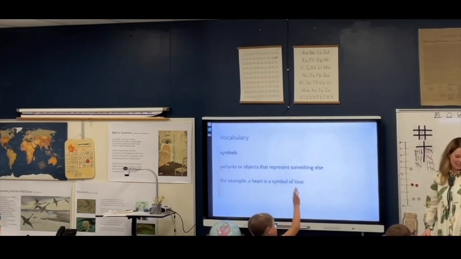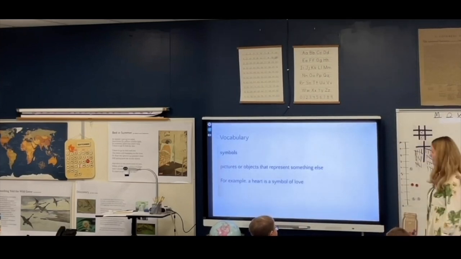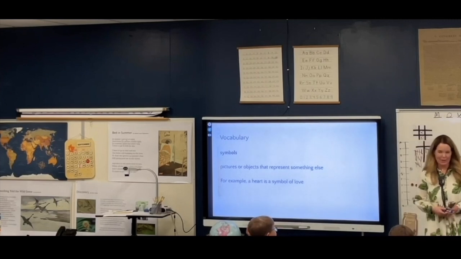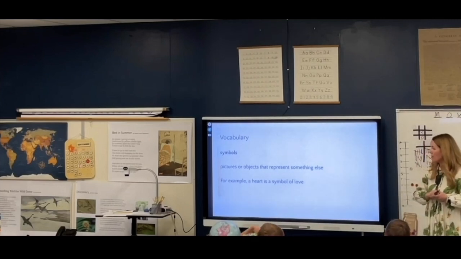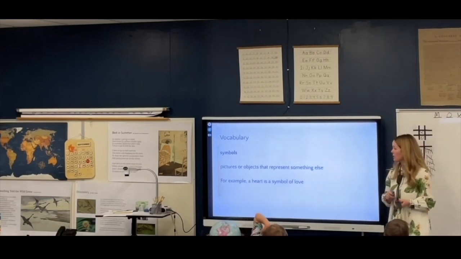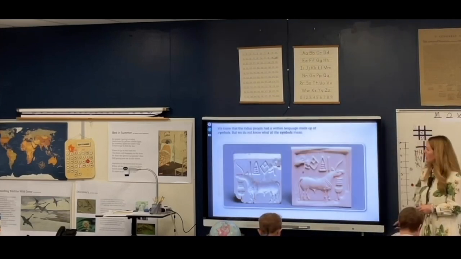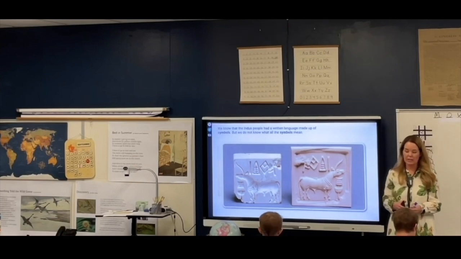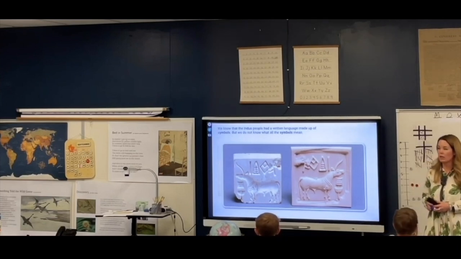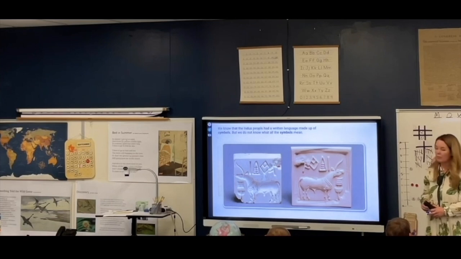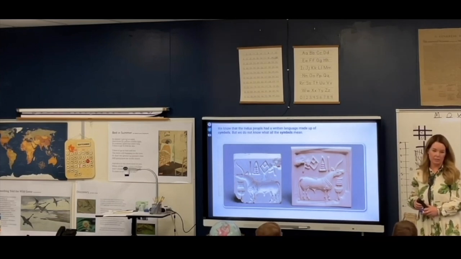All right, next word. Symbols. What's our word? Symbols. Symbols are pictures or objects that represent something else. For example, a heart is a symbol of love. We're going to continue our story about the Indus River. Mohenjo-Daro. Here we go. Remember when I stop, you fill in the blanks.